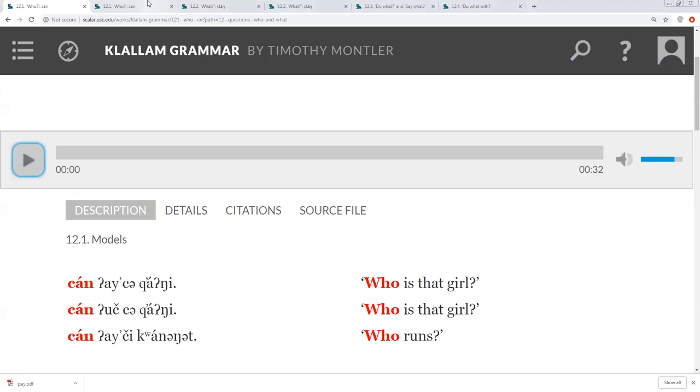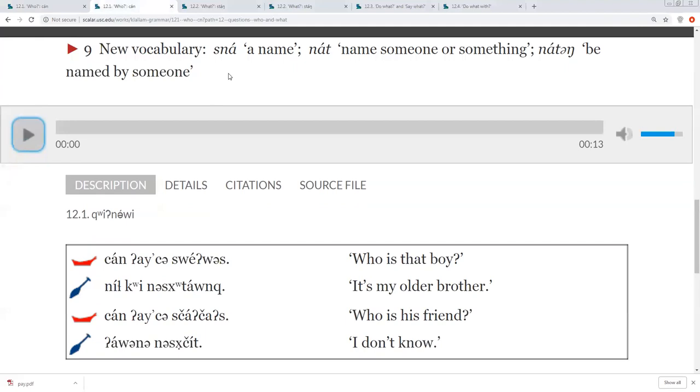And here are a couple words that we can go over. New vocabulary words. Sna, name. Not, name of someone or something. And not, tongue. Here's our exercise, 12.1.